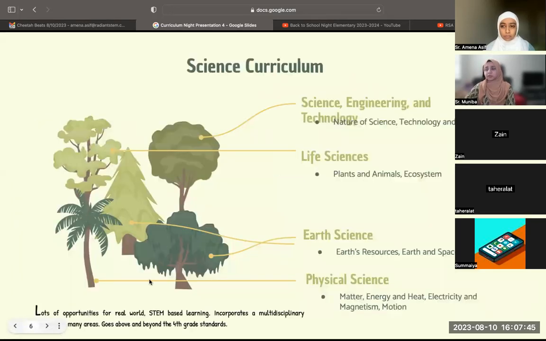Okay. Our science curriculum will incorporate an integrative approach with lots of opportunities for real world, STEM-based learning. And we will also be covering topics of science engineering, technology, life sciences, earth sciences, and physical sciences as well.